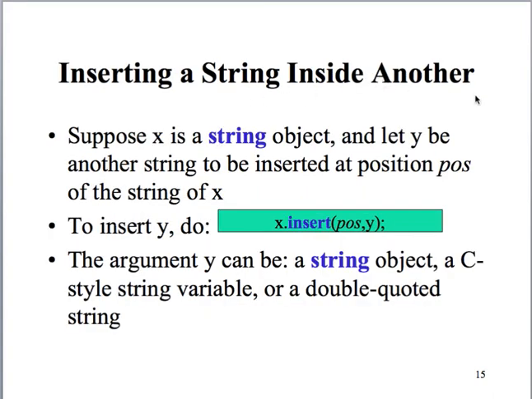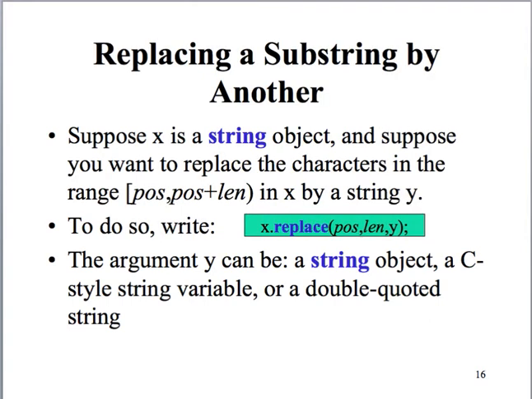You can also insert a string into another string. So we say x.insert. POS is the position at which we want to do the insert. So starting from that position on, it's going to insert. Now, insert means it's going to move all the other characters over. It's not going to overwrite. So whatever y is, if it's a string object, or it could be a character array or a constant string, it'll get inserted into there and moving everything else over. So that's a useful function sometimes.